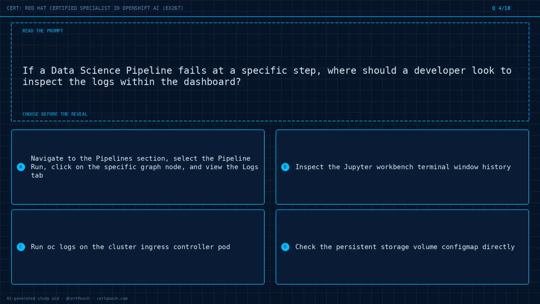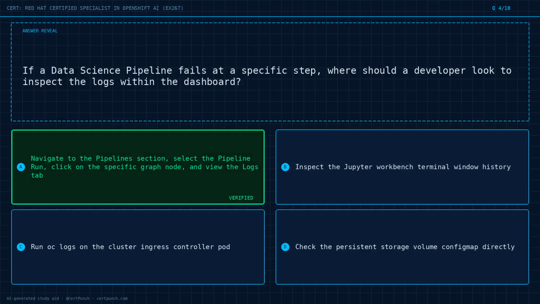Option A, navigate to the pipeline section, select the pipeline run, click on the specific graph node, and view the logs tab. Option B, inspect the Jupyter Workbench terminal window history. Option C, run oc logs on the cluster ingress controller pod. Option D, check the persistent storage volume config map directly. Make the call before the reveal.